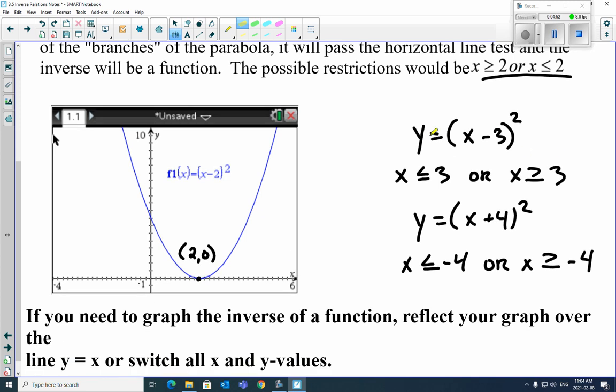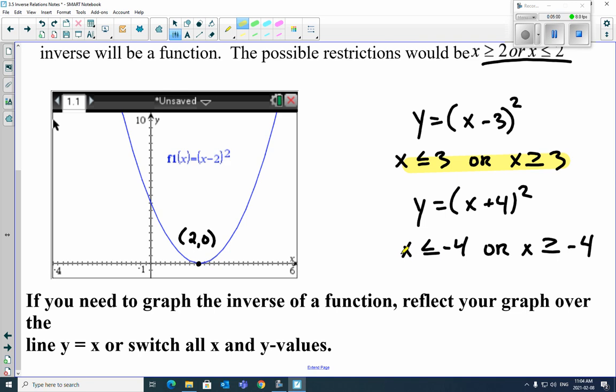So for instance, if we had y equals (x minus 3) squared, there are your restrictions. They would be either x less than or equal to 3, or greater than or equal to 3. If you had y equals (x plus 4) squared, it would be either x is less than or equal to negative 4, or x is greater than or equal to negative 4.